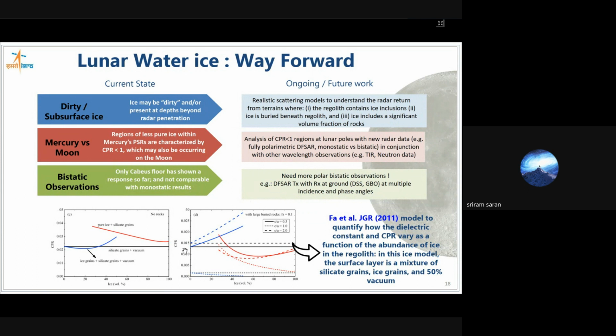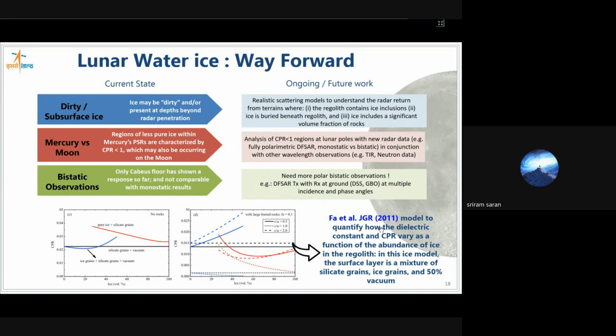So these two figures at the bottom are some of the predictions of theoretical modeling, where you have a range of CPRs observed when you have no rocks. That means the surface has only ice along with silicate grains, as well as when you have rocks with different kinds of volume fractions. This is an example from a 2011 modeling paper. So we are currently working on these kinds of theoretical modeling efforts.